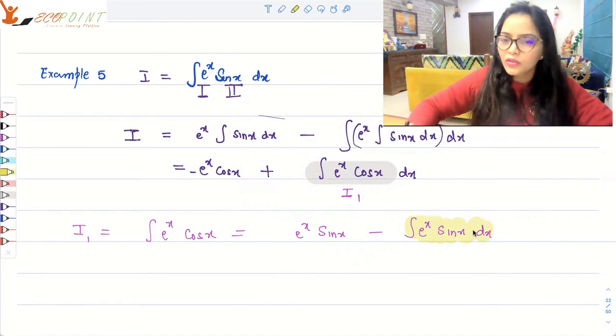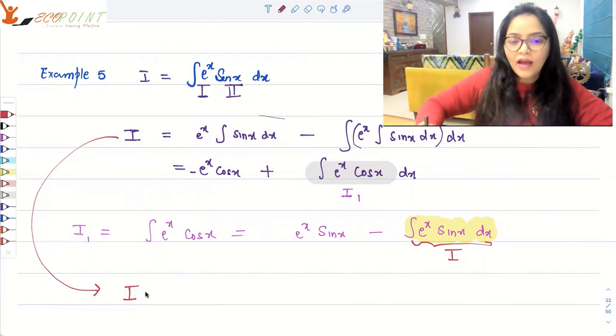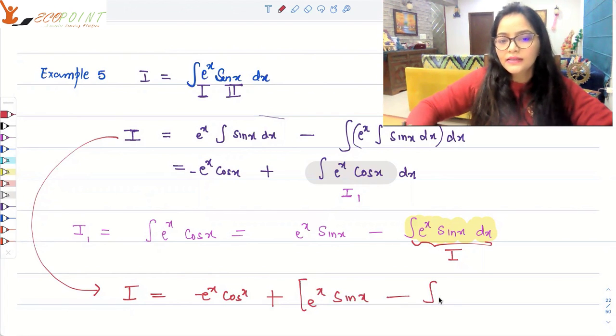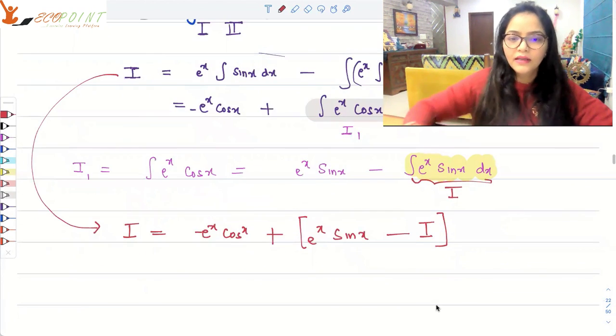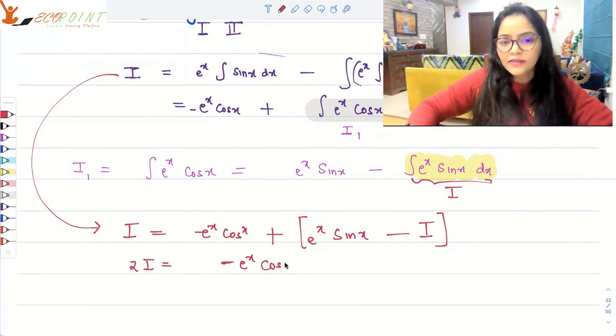So we get our original question within this. So what we can say is this is nothing but I. So let's just substitute back. So we have I equals minus e to the power x cos x, no, not minus, plus e to the power x sin x minus I, which means that I can take this I out here, and this will give me twice of I is equal to minus e to the power x cos x plus e to the power x sin x.